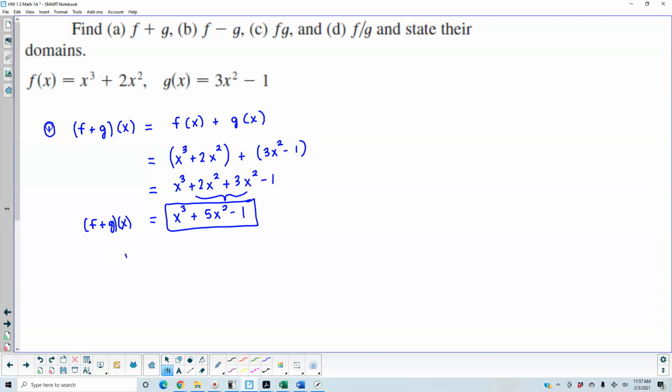And now what is the domain of this function? Well, we can plug in any x value, so therefore x can be any real number.